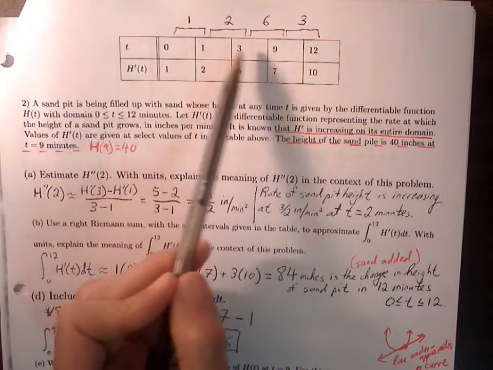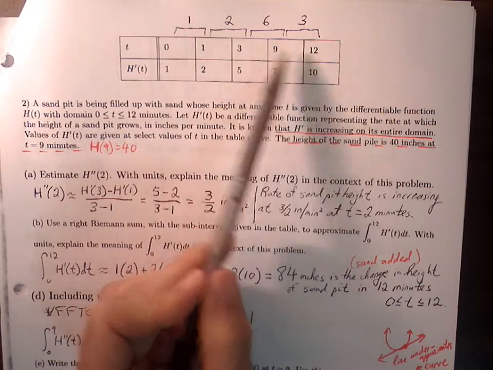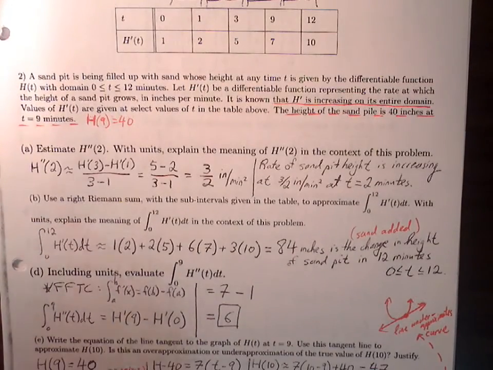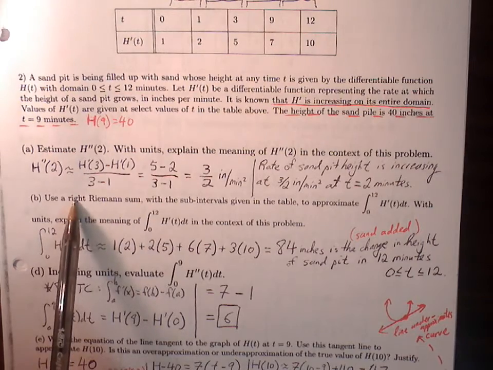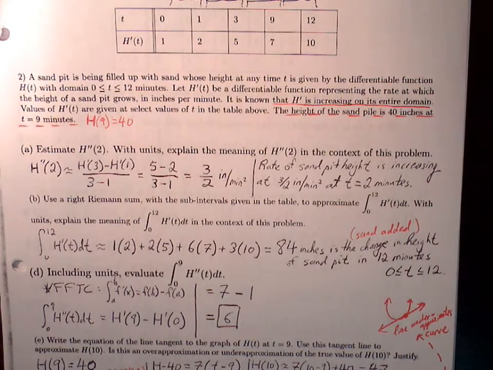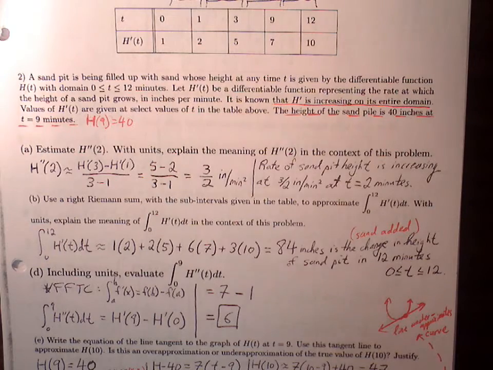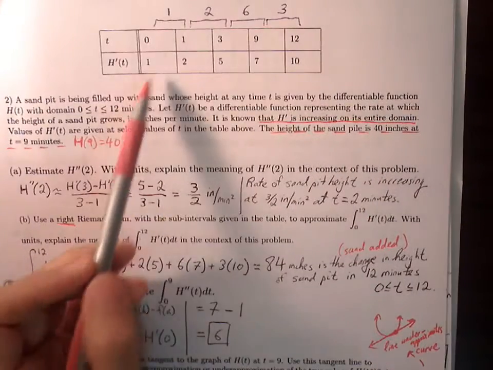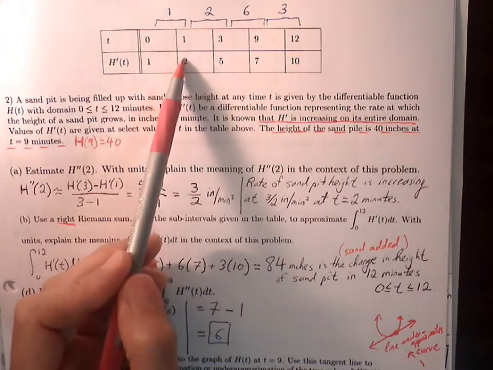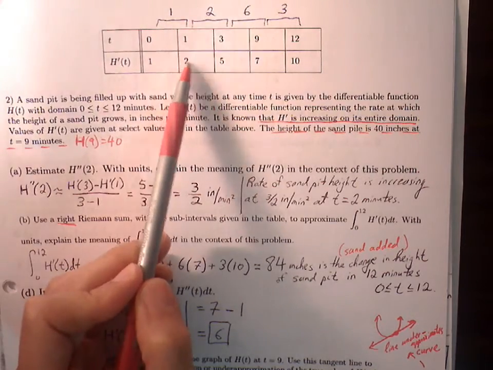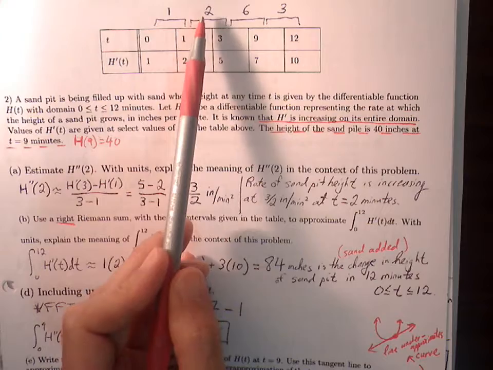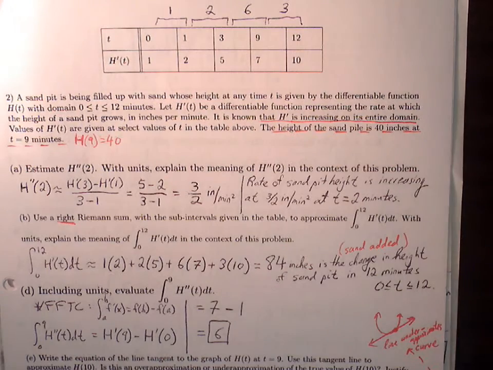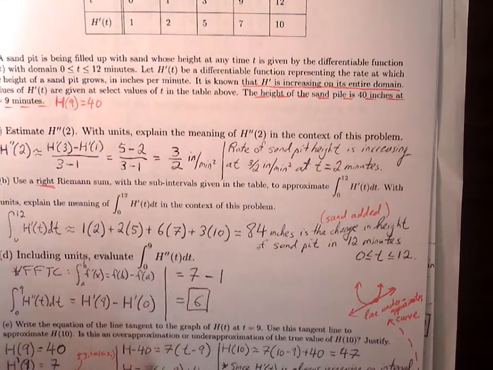So 1 minus 0 is 1, 3 minus 1 is 2, 9 minus 3 is 6, 12 minus 9 is 3. So now we want to find the appropriate height. We want to write a right Riemann sum. So what that means is we're going to choose the height on the right for each of the subintervals. So for the first subinterval, we're going to choose the h prime of t on the right side, so 1 times 2. Second subinterval has a width of 2, height of 5, then 6 times 7, and then 3 times 10. We combine all those together, and we get 84 inches.